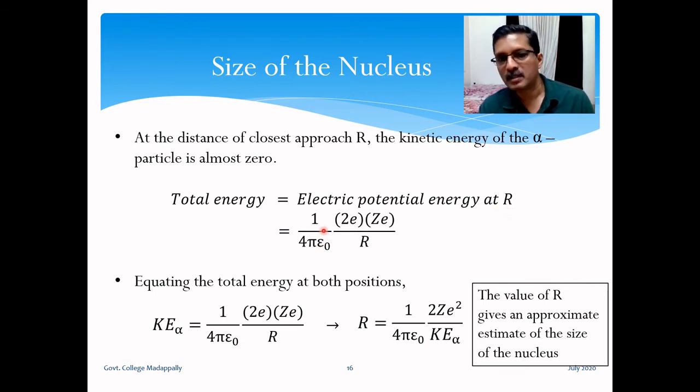What is this electric potential energy? 1 by 4 pi epsilon 0 Q1 Q2 by R. Now Q1 is the charge of the alpha particle, which is plus 2e. Q2 is the charge of the nucleus, which is Z times e, where Z is the atomic number, divided by R.